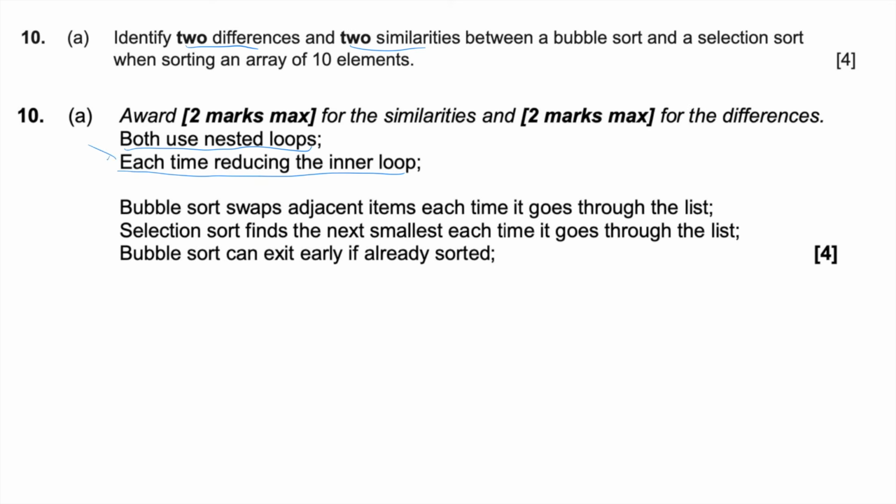Then we say that the bubble sort swaps adjacent items, and the selection sort finds the next smallest item each time it goes through the list. So those are two important differences right there. And the bubble sort can exit early if already sorted. This depends on the algorithm, but that is a possibility. So we've got these two as our similarities, and basically these two as our differences right here.